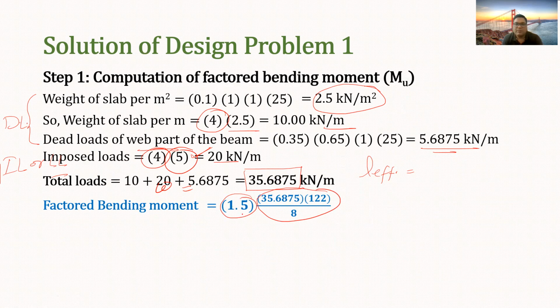So here we will multiply this with the load factor directly, and after multiplying this, we can get the factored bending moment directly, which is 963.5625 kilonewton meter. So that completes our step 1. So that is the bending moment coming on the beam.